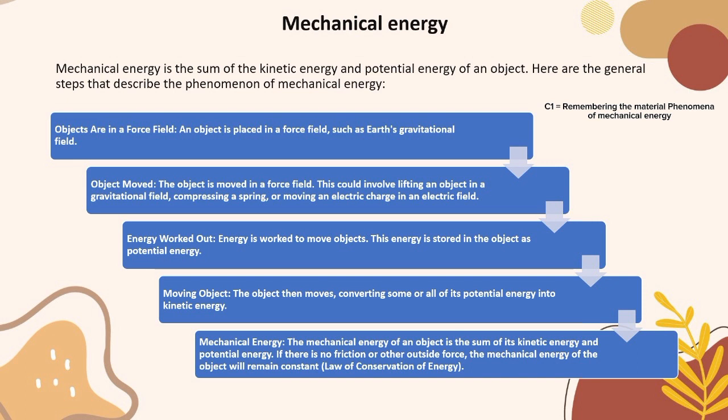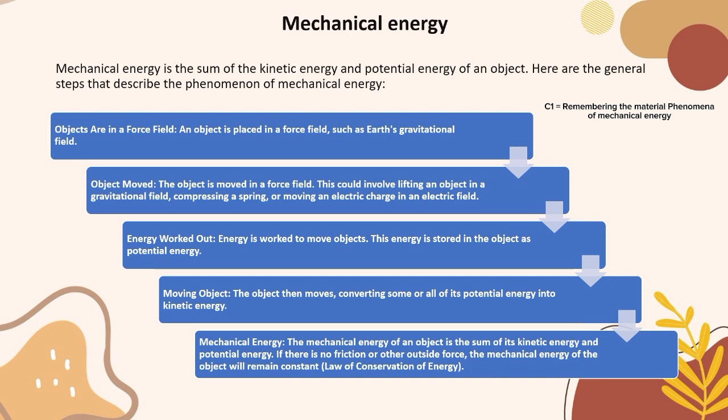This could involve lifting an object in a gravitational field, compressing a spring, or moving an electric charge in an electric field. Energy is worked out. Energy is work to move objects. This energy is stored in the object as potential energy. Moving object: the object that moves converts some or all of its potential energy into kinetic energy.